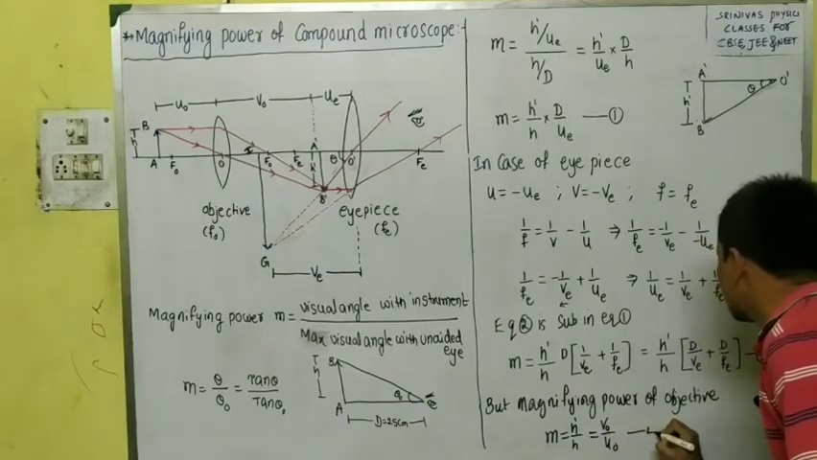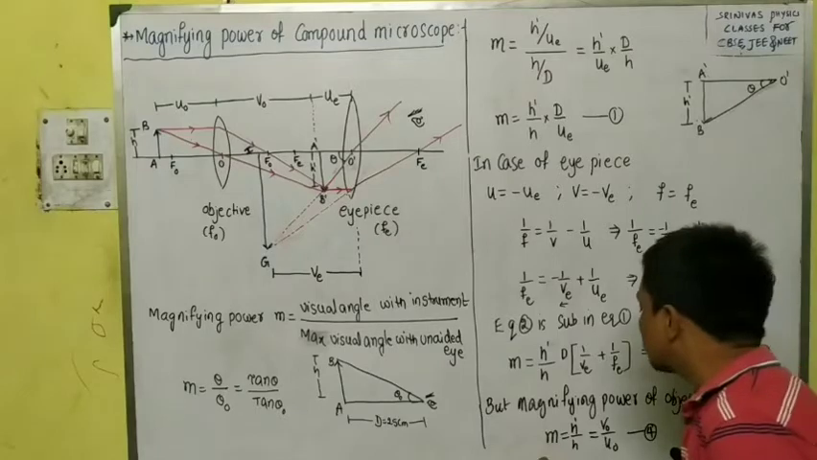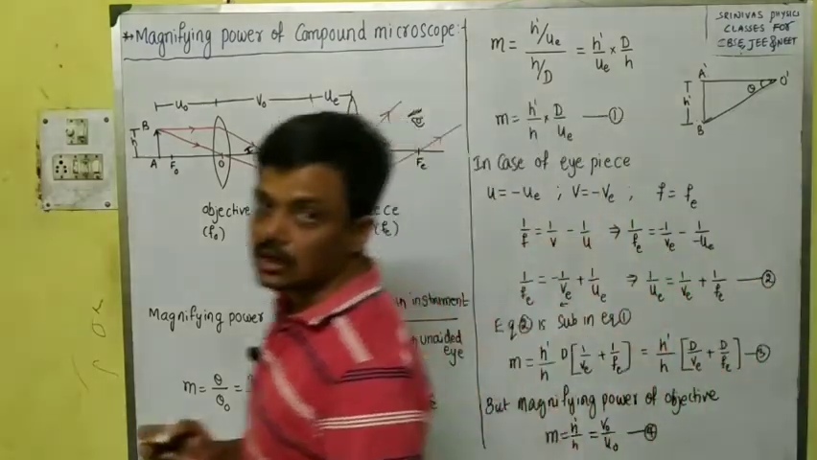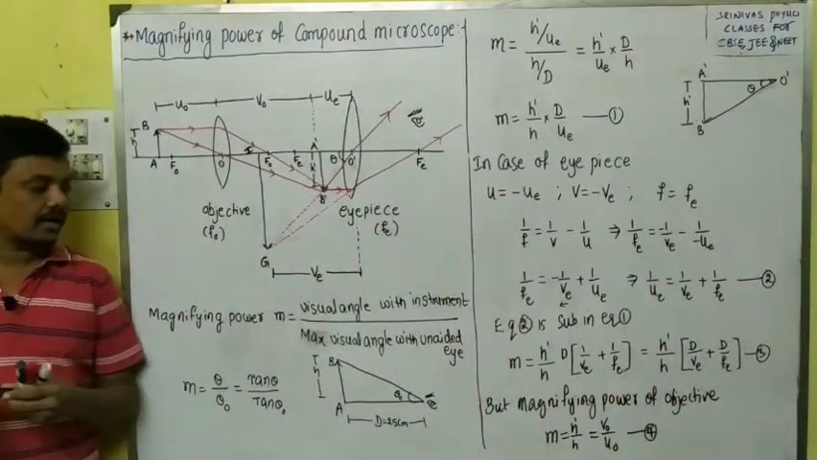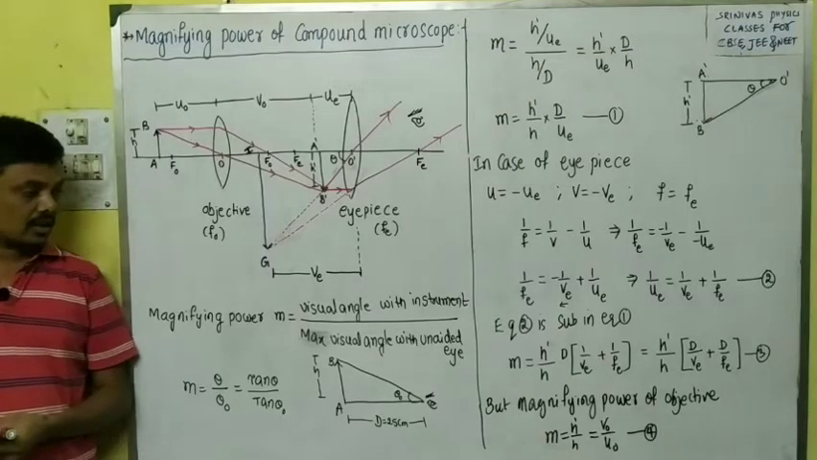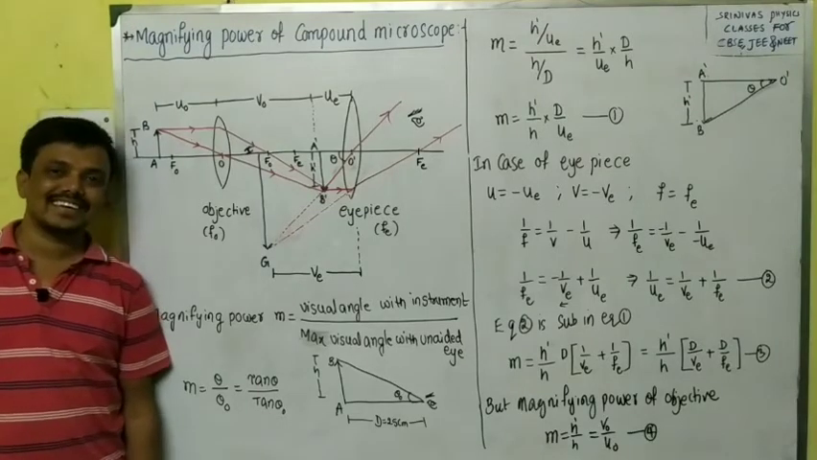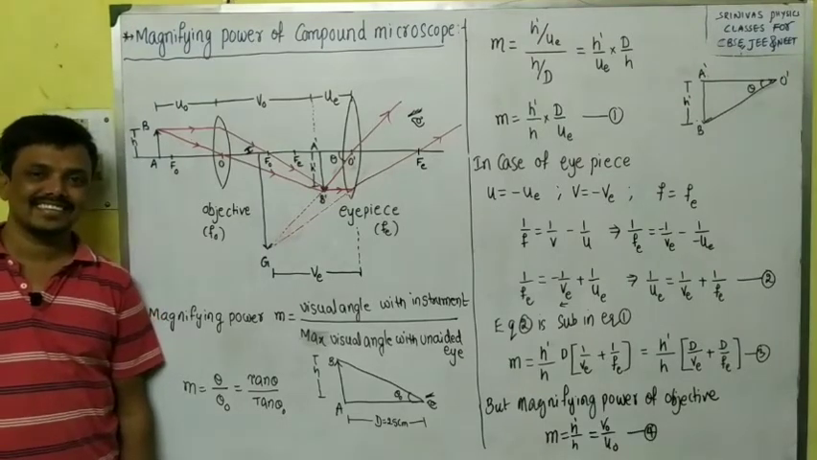This is equation 4. Now what we have to do here is substitute equation 4 in equation 3, and then we will get the final formula of the magnifying power for the compound microscope. For that purpose, you take a screenshot and note it.